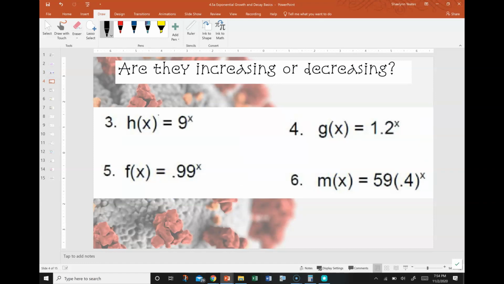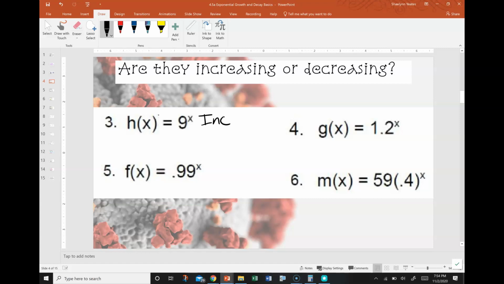Now remember, h of x, f of x, g of x, m of x, these are just fancy names for y. It's very nice and beautiful and fancy. Okay, so 9 to the x, this is multiplying by 9 every single time. Would we be growing if we're multiplying by 9? Yeah, so this is increasing.